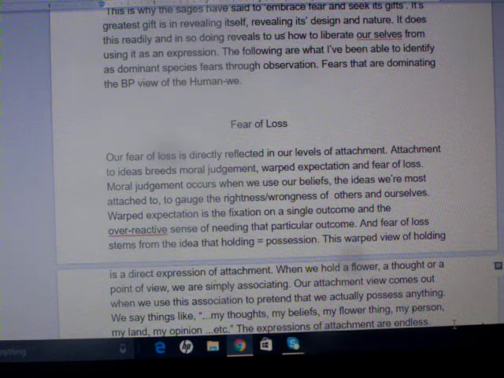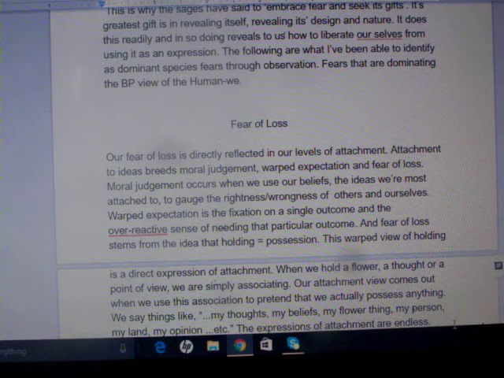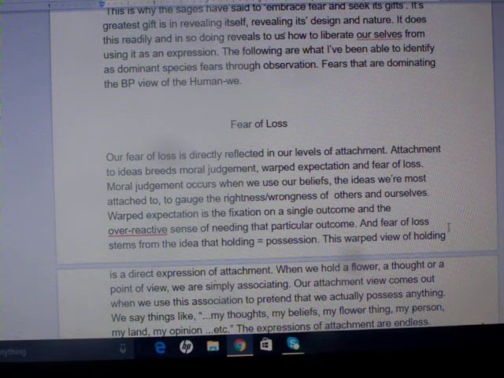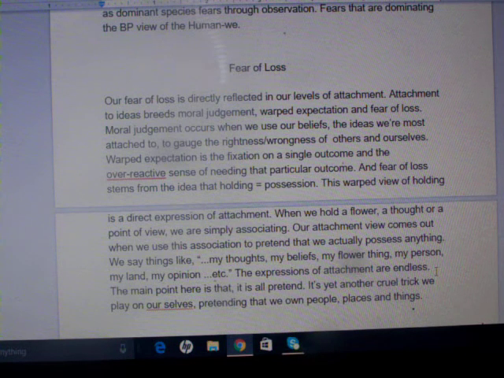Moral judgment occurs when we use our beliefs, the ideas we're most attached to, to gauge the rightness or wrongness of others and ourselves. Warped expectation is a fixation on a single outcome and the overreactive sense of needing that particular outcome. And fear of loss stems from the ideal of holding possession. This warped view of holding is a direct expression of attachment.